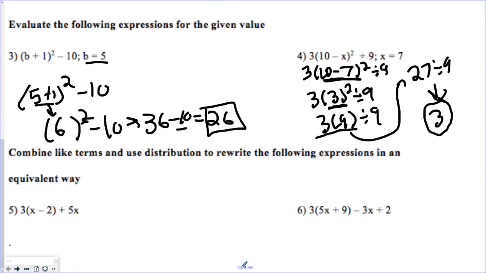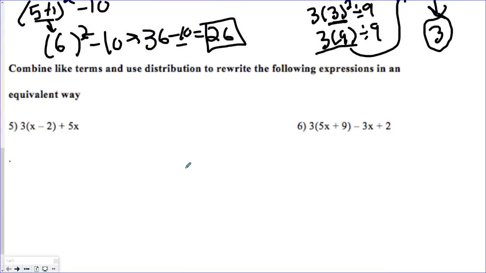The last bit is about combining like terms. Combining like terms is simply when you put together your non-variables and put together your variable terms as much as you can until you can't do it anymore. The golden rule for combining like terms is you cannot add and you cannot subtract two values that have different variables. So I cannot do this.